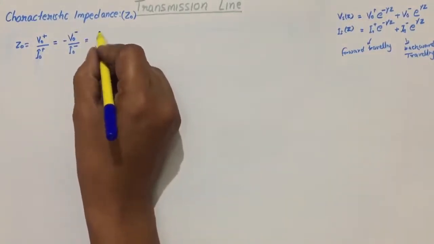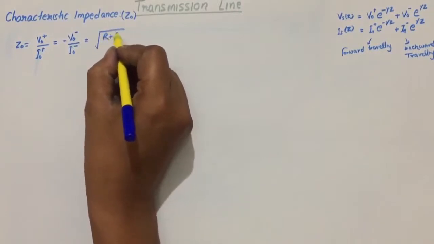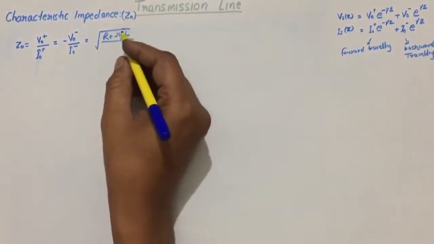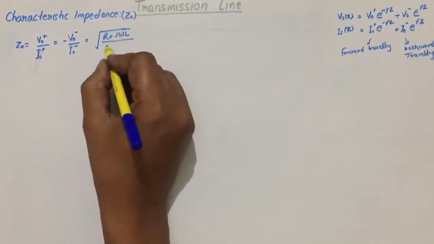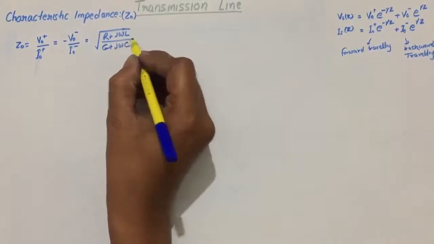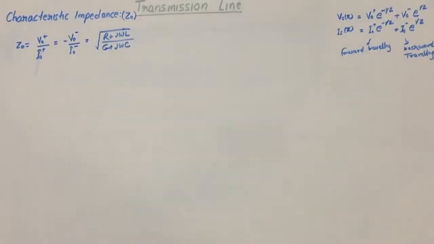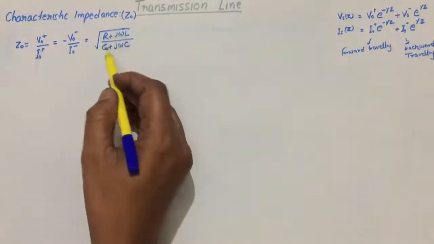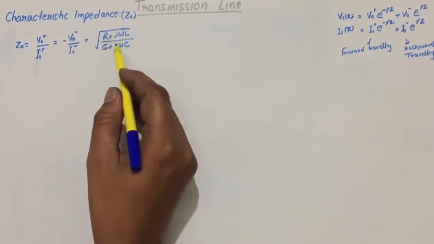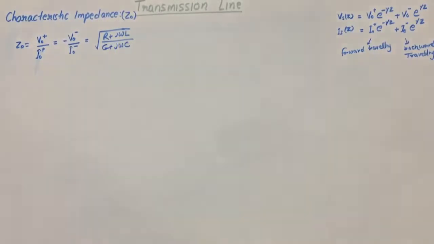written as square root of R plus j omega L divided by, related to current, that is G plus j omega C. So these are the characteristic impedance in terms of primary constants.